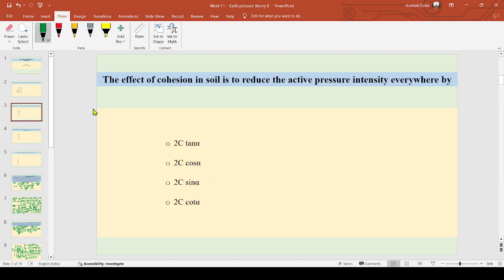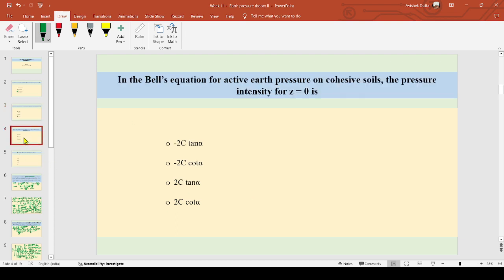Effect of cohesion. I have mentioned over here. Effect of cohesion is what does it do? Reduce the active pressure intensity. Option D, sir? Yes, 2C cot alpha. And the next question is also a repeated thing.